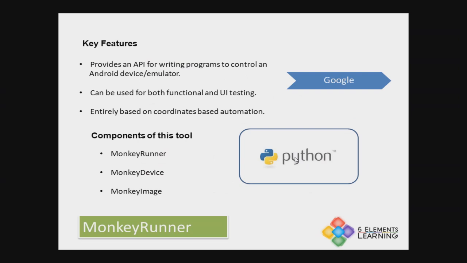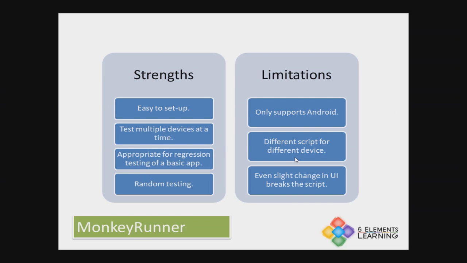Let us see some feature set of these tools. MonkeyRunner uses Python as a programming language, and it is entirely based on coordinate-based automation, not object-based automation. It has an API which helps us automate an Android device. It is easy to set up, you can test multiple devices at a time, and you can perform random testing. But if there is even a slight change in the UI, your script will fail because the identification of objects is coordinate based, and it only supports Android.